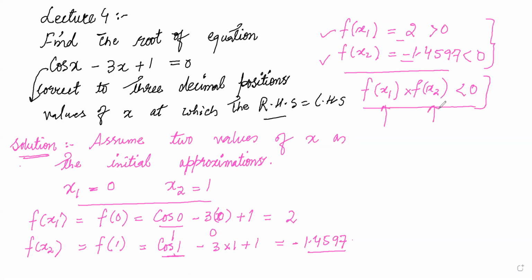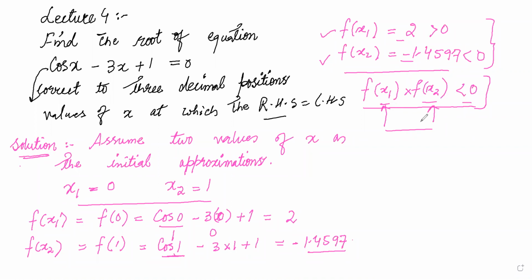If this is not the case, then we have to make new initial approximations by changing the value of x1, or x2, or both x1 and x2. But the important condition is that the product should always be less than zero. Once we have obtained that f of x1 times f of x2 is less than zero, then we have to begin our iterations.